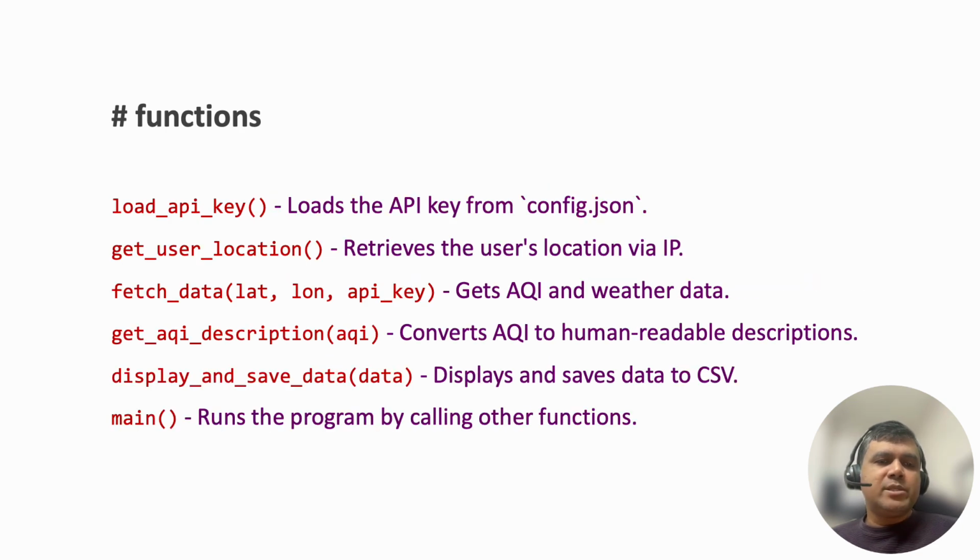So the program has several functions, with the load API key to get the API key from the config.json file rather than hard-coded in the source code. You get the user location through the IP address. You fetch the data like lat, long, and other things from AQI and weather data. You also get the AQI description so that it's human readable for you. And then the display and save data function displays and saves the data to CSV, and the main function runs the program by calling other functions.